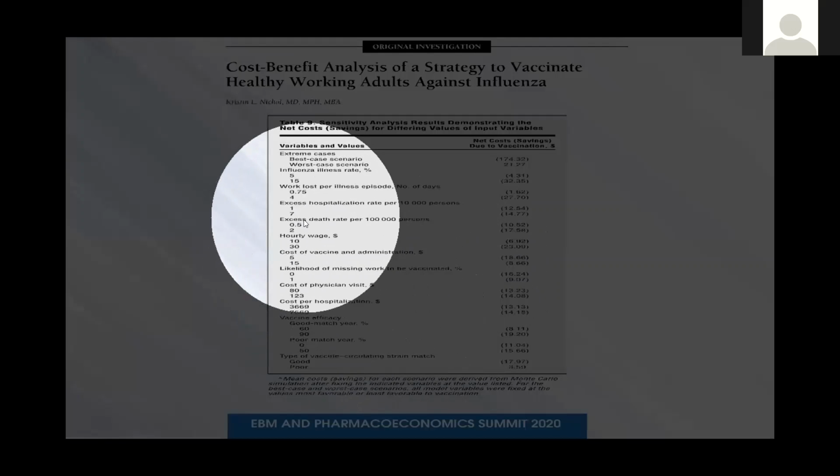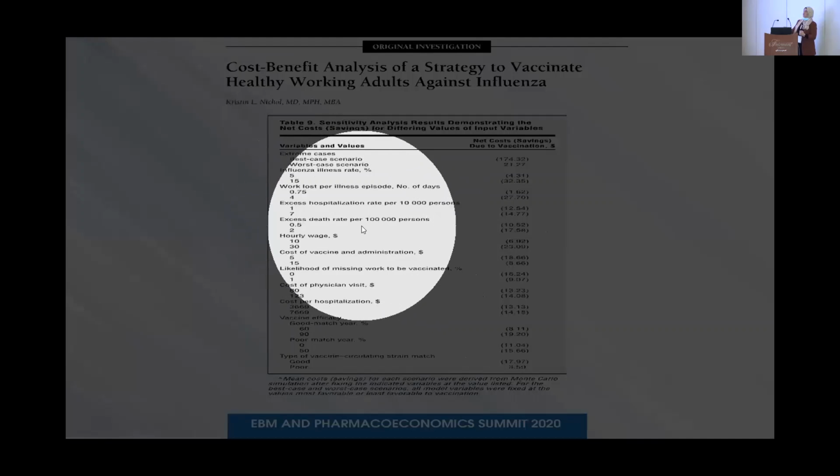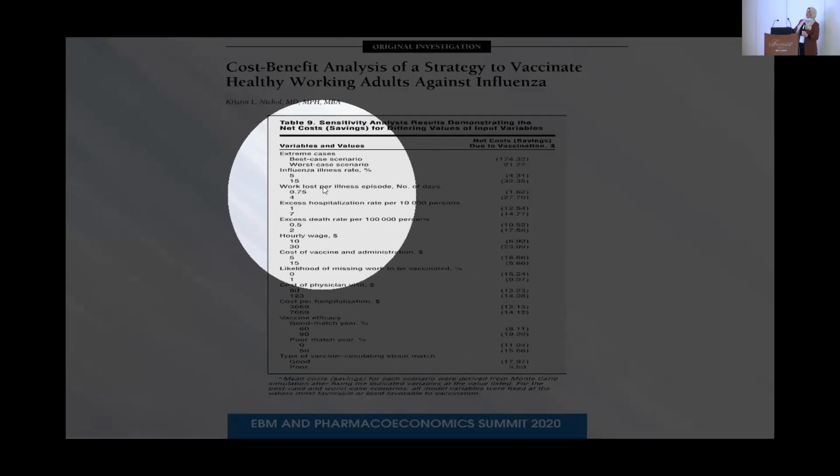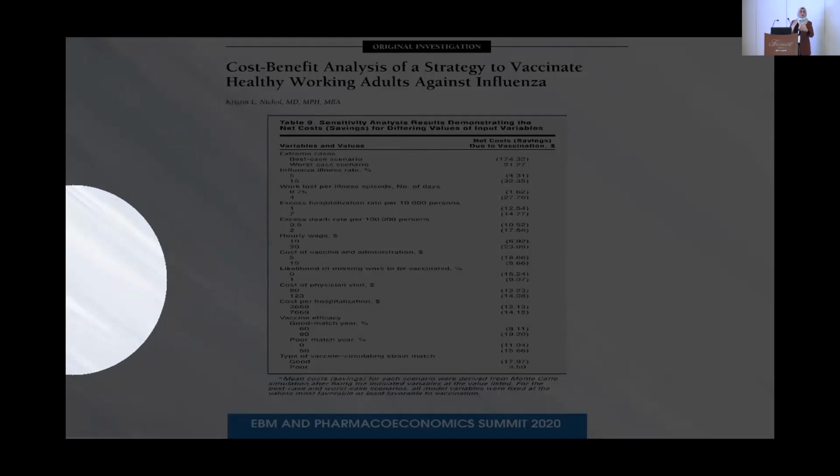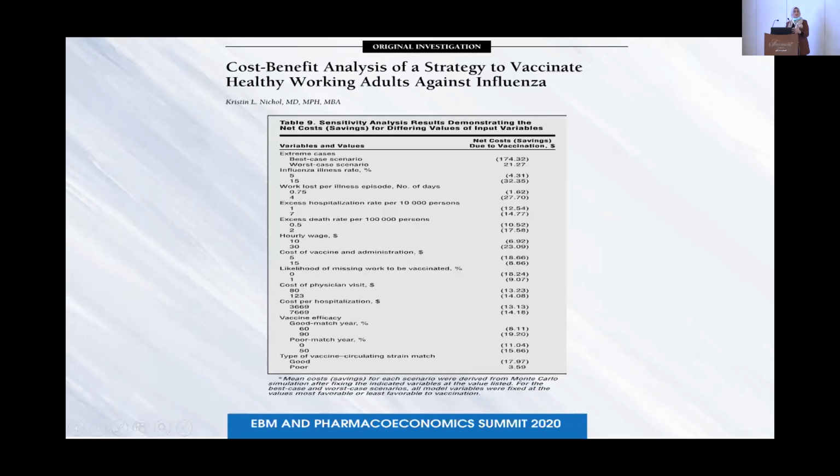At the end, what they did here, they performed a sensitivity analysis in order to look at the cost-benefit ratio and to decide whether the alternative was, let's say, better adopted as compared to the original approach that was applied before the vaccine, okay?